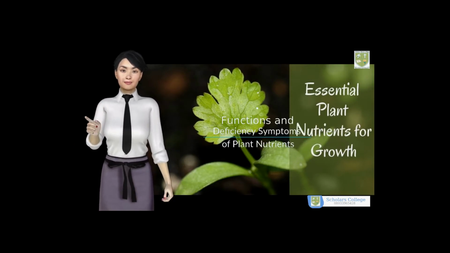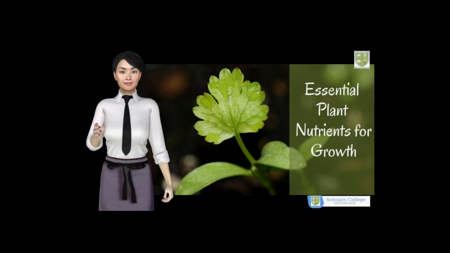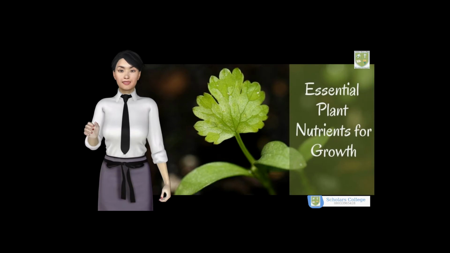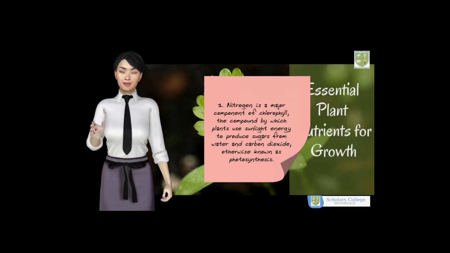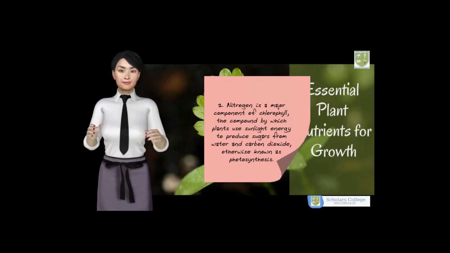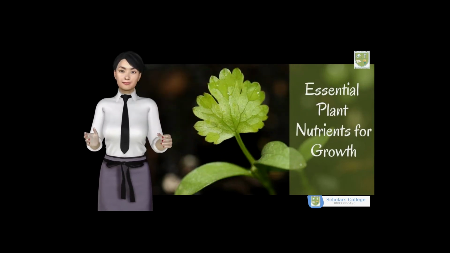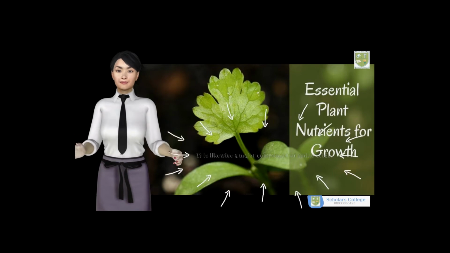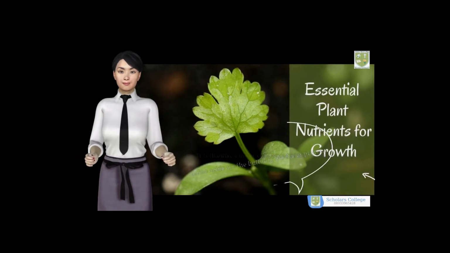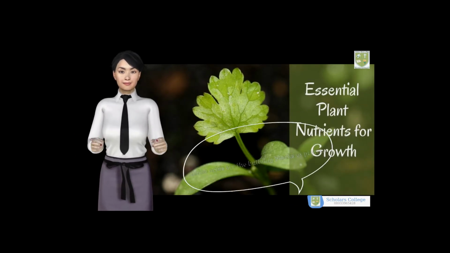Functions and deficiency symptoms of plant nutrients. 1. Nitrogen. Nitrogen is a major component of chlorophyll, the compound by which plants use sunlight energy to produce sugars from water and carbon dioxide, otherwise known as photosynthesis. It is likewise a major component of amino acids. Amino acids are the building blocks of protein.